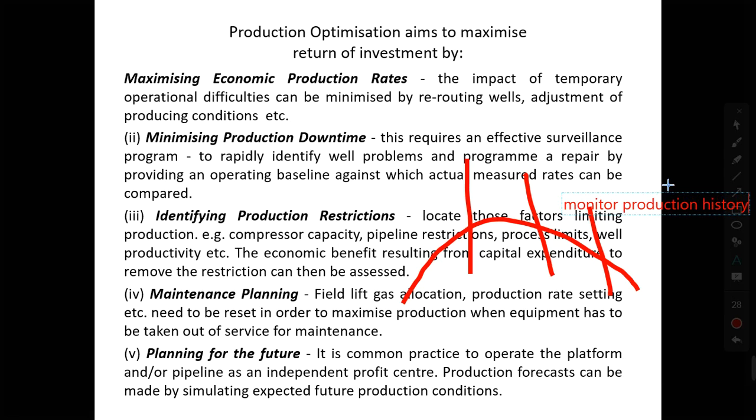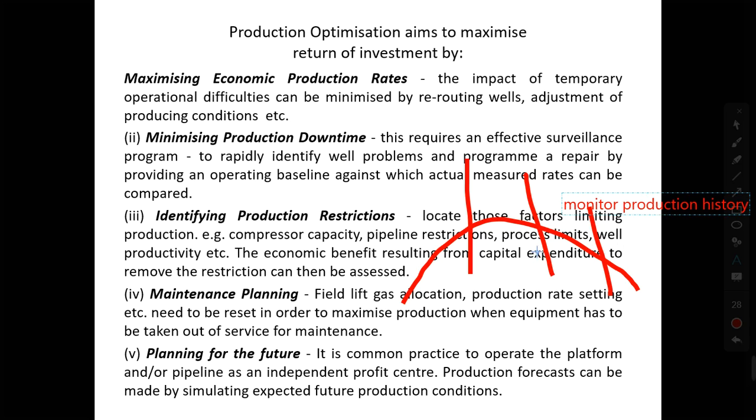Is the overall production declining? What could the reason be? Maybe there is a perforation issue. Maybe there is some problem in the reservoir, maybe some asphaltene is coming or blocking, or there is formation damage inside the reservoir. So you have to monitor. Or on the other side, maybe the water production is increasing. So monitor whatever the production history is, every day.